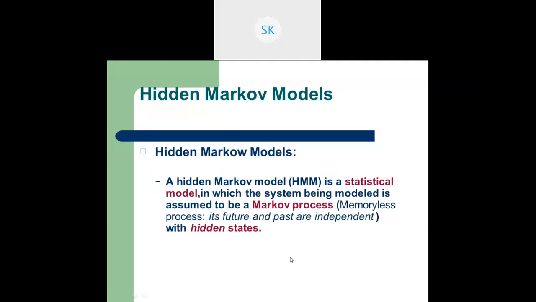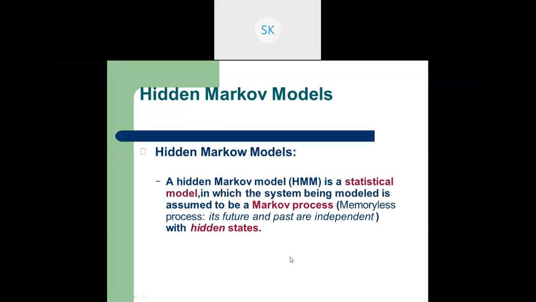Starting with the definition: what is the hidden Markov model? A hidden Markov model (HMM) is a statistical model in which the system being modeled is assumed to be a Markov process. What is a Markov process? A Markov process is a memoryless process. Its future and past are independent with the hidden states.